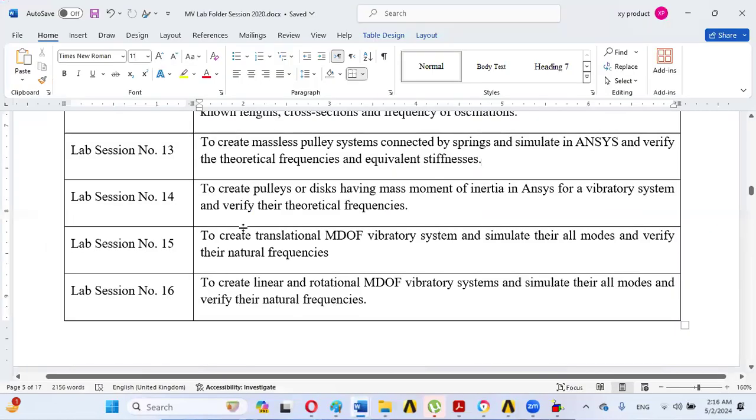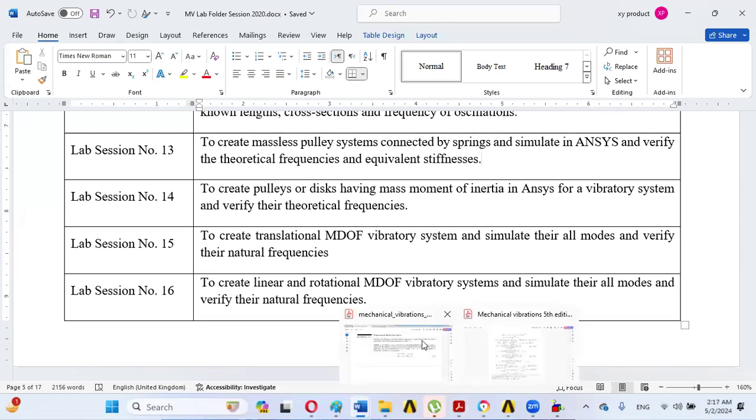Assalamu alaikum. In this video, the instructions for lab session number 15 will be given, and the proposed statement for the lab session is shown here: to create a translational MDOF, multi degrees of freedom, vibratory system, simulate all their modes and verify their natural frequencies.